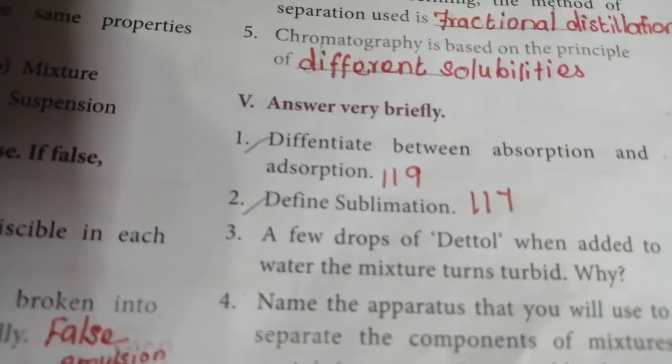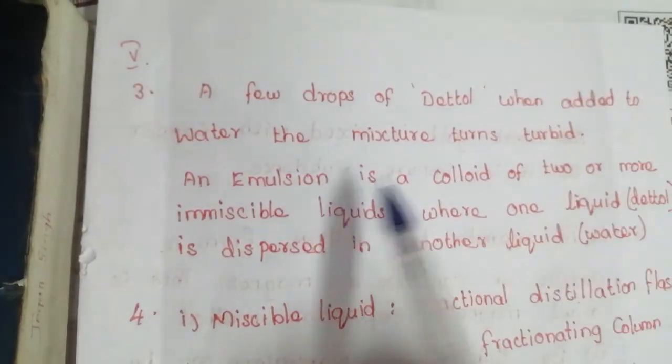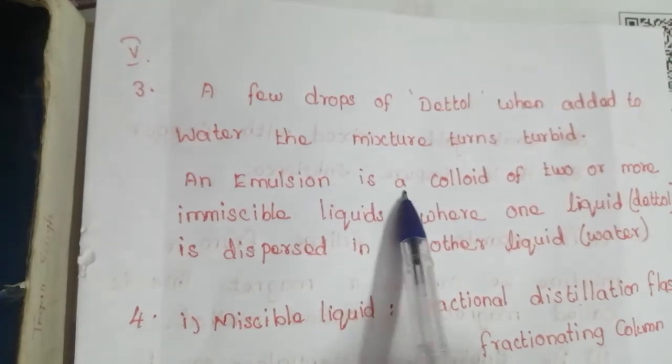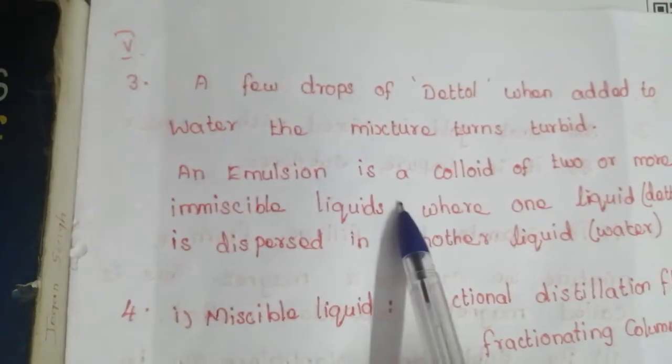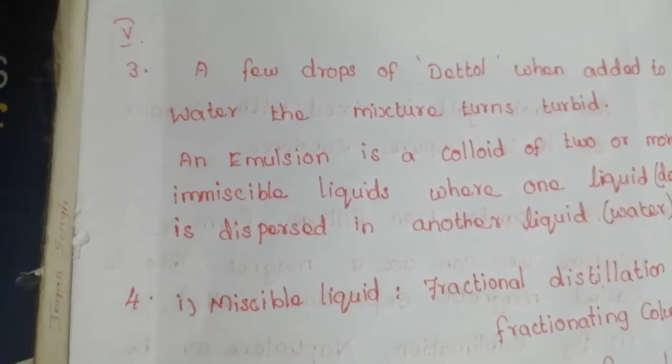And see the third question, a few drops of Dettol when added to water, the mixture turns turbid. Okay, why? You know, so when we are adding the Dettol in water, that water turns into turbid. So reason why? See the answer. An emulsion is a colloid of 2 or more immiscible liquids. Both are liquid. Dettol is a liquid and water also a liquid. So that is immiscible liquids.